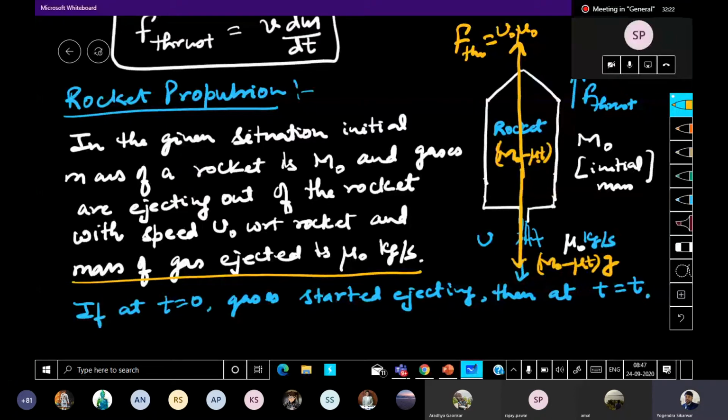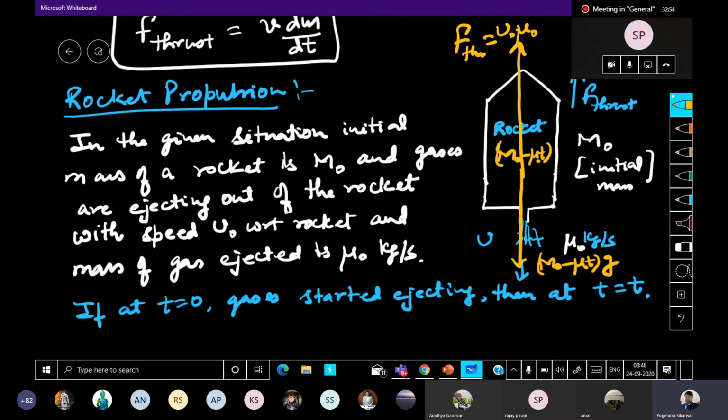Now pay attention everyone. At this moment, upward force is F thrust, downward force is mg, and this is going to be our F resultant, and that will cause acceleration of the object. Here the object is our rocket. Any doubt, any question so far?